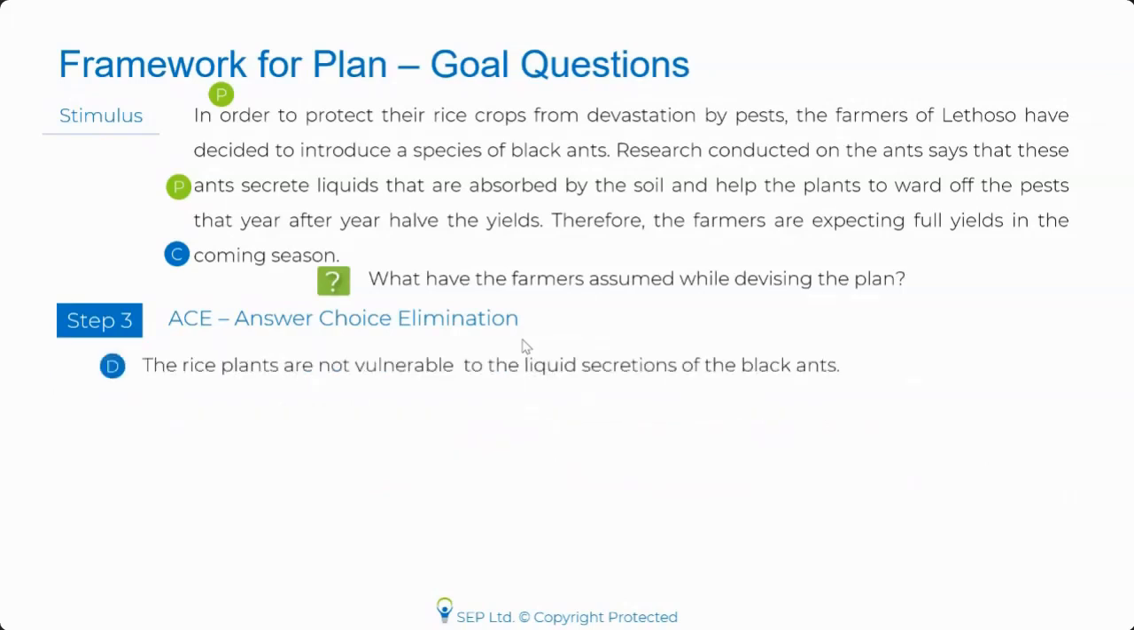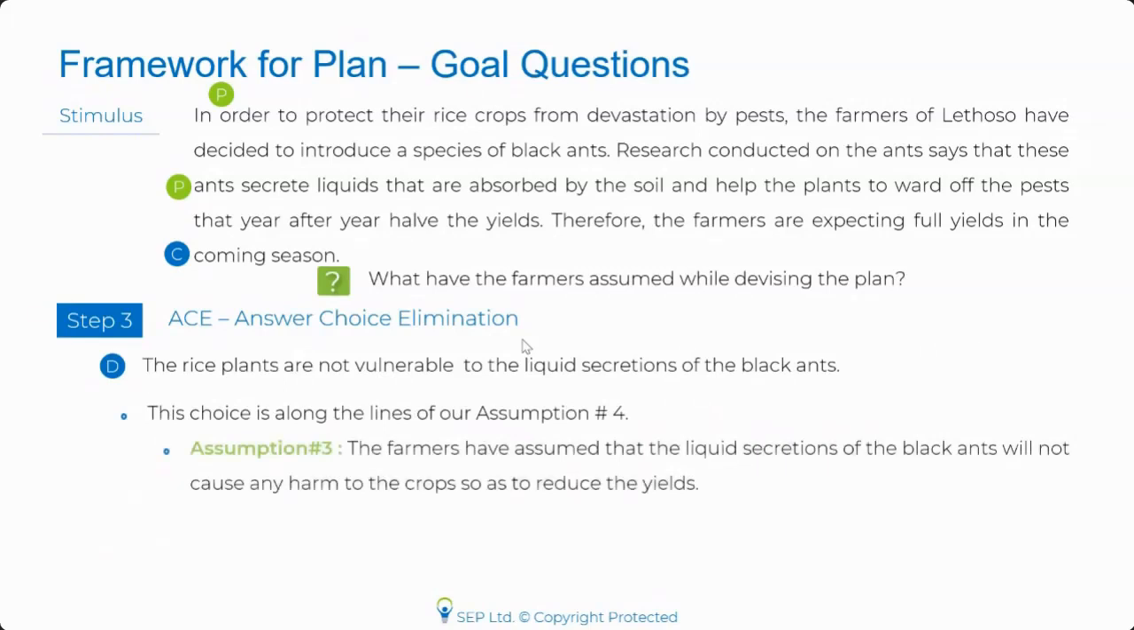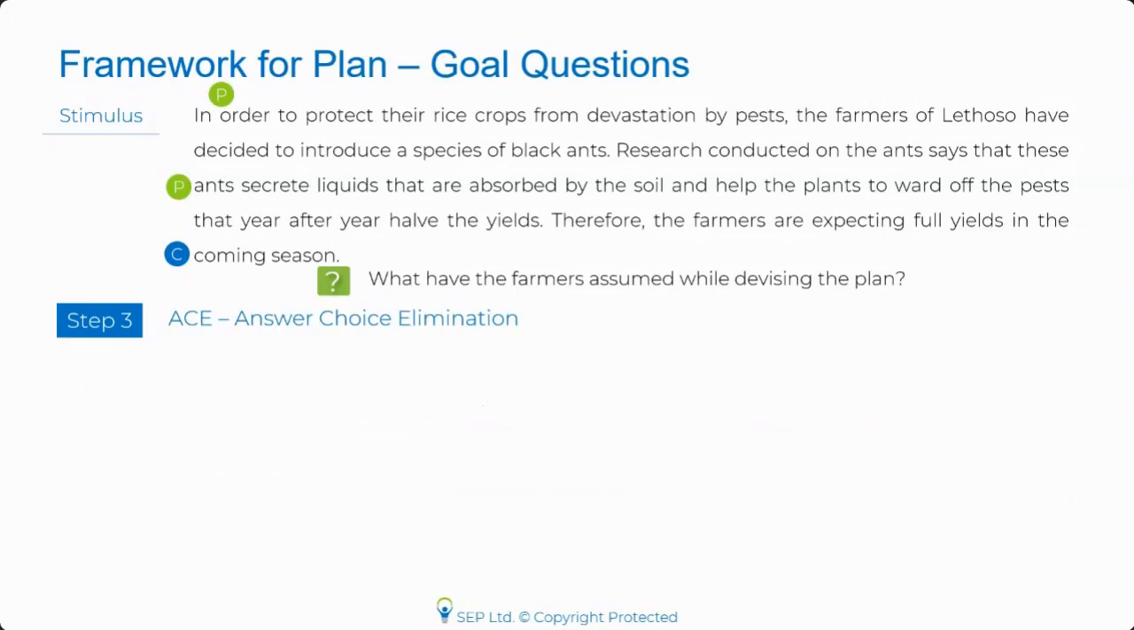Choice D. Rice plants are not vulnerable to the liquid secretions of the black ants. And this is absolutely along the lines of assumption 3. Sorry, that is written assumption 4 there, so it should be 3. The farmers have assumed that the liquid secretions of the black ants will not cause any harm to the crops. So in this case, it's a simple question. Therefore, it is simple to devise this answer. But for the next question, you'll see how the framework really helps. So choice D is the correct answer, and 75% of you got that right. Choice E, again, a small 6% of you had marked this.